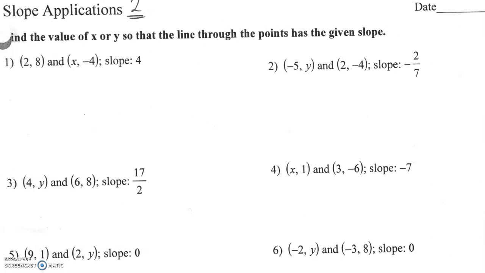Okay, so in this video, we're going to look at some applications of slope and different types of questions with slope, and how to solve different things based on different kinds of information. Here we've got a couple of points: (2, 8) and (x, -4), and they make a line with a slope of 4. What we're going to try and do is find the missing values. Those two points will give a slope of 4.